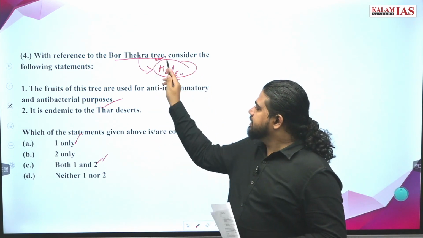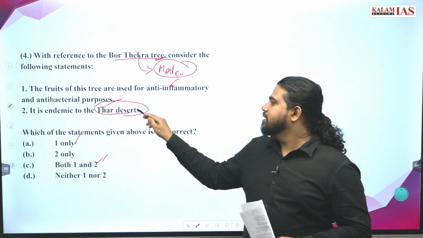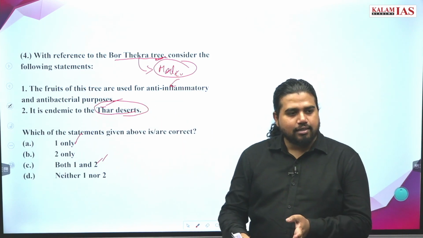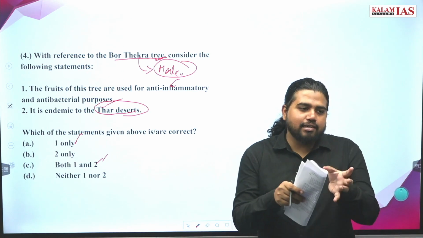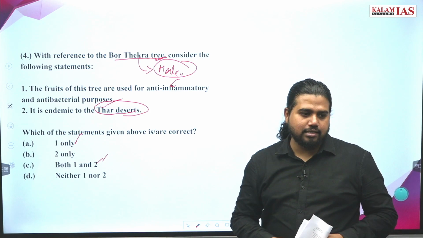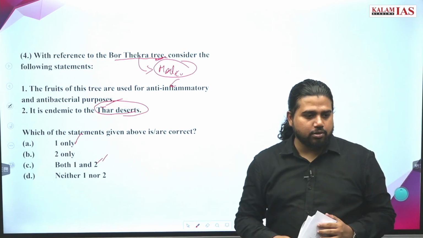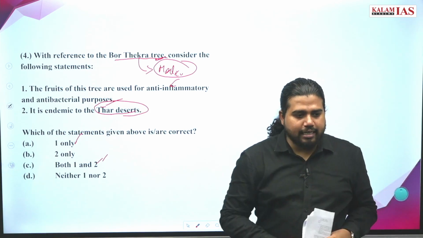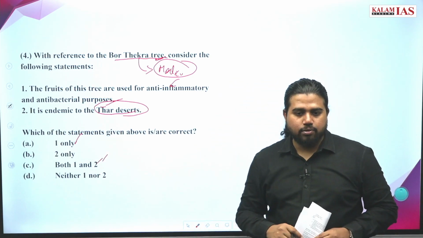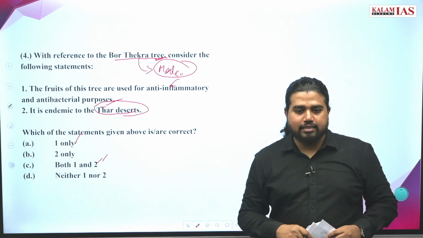Second part: this is a tree and it is endemic to the Thar desert. What tree is endemic to the Thar desert? Endemism we expect in those areas where the environmental characteristics are unique. Thar desert is not a unique environmental characteristic. There are deserts in other parts of the world also. Western Ghats is a unique area. Similarly, Northeast India is a unique ecosystem we have. Similarly, Andaman and Nicobar has a unique ecosystem.